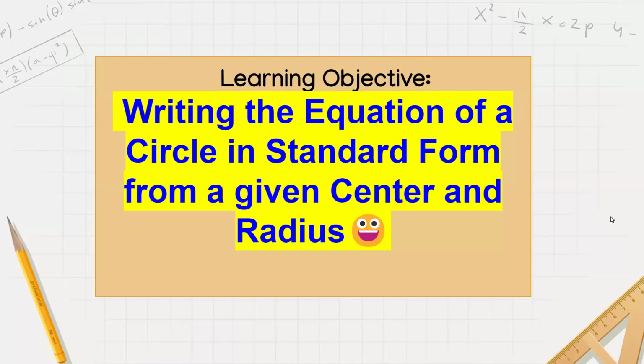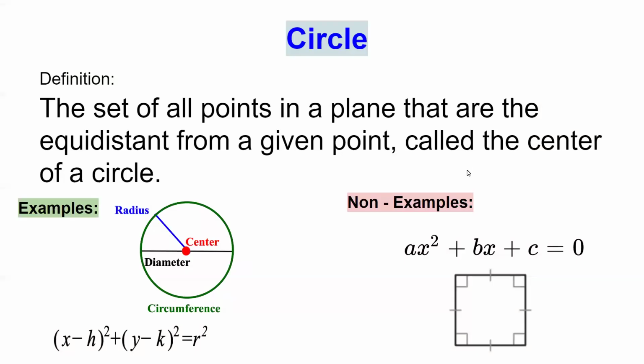Now I want you guys to copy down the definition of a circle according to what it's given in a coordinate plane. So a circle basically is a set of all points in a plane that are equidistant from a given point. We're going to call that a center.